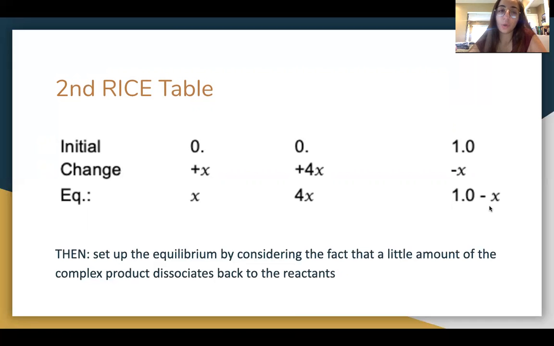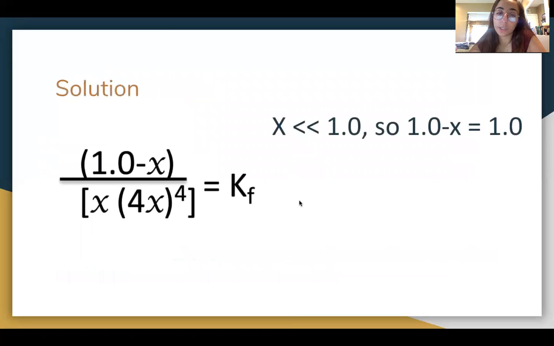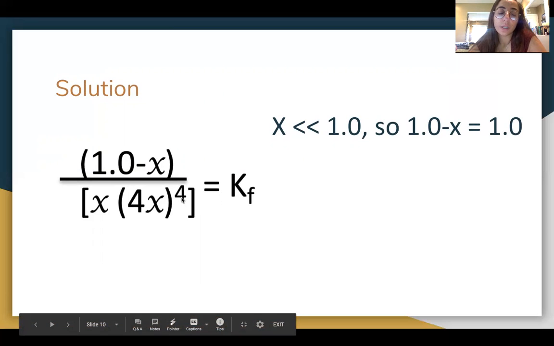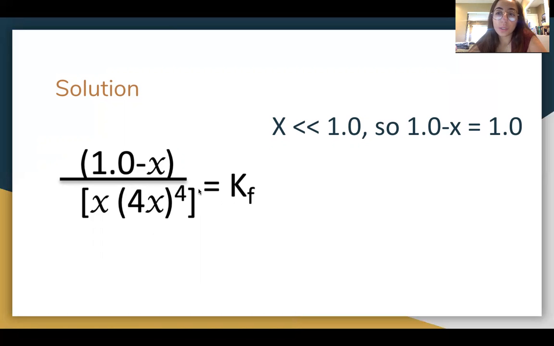As we learned a couple of lectures ago, we set up the equilibrium expression as the concentration of the products over the concentration of the reactants. So if we look here, we have 1 minus x over x times 4x to the 4th because of the coefficient. We set that equal to the equilibrium constant, which was 5.0 times 10 to the either 16 or 13, I don't remember, but it's two slides back. If you try to do this the normal mathematical way, you're going to find it very complicated because we will have x to the 4th in the equation.